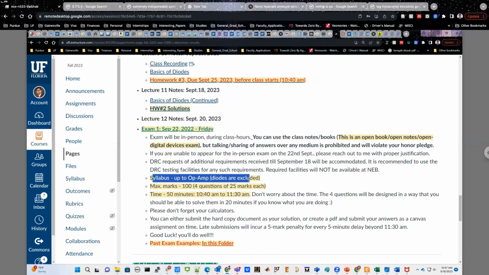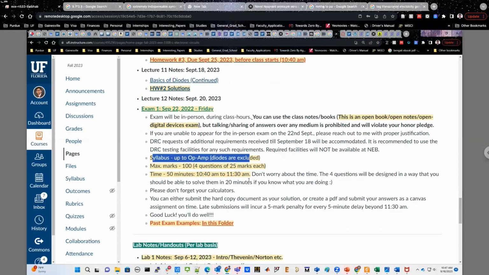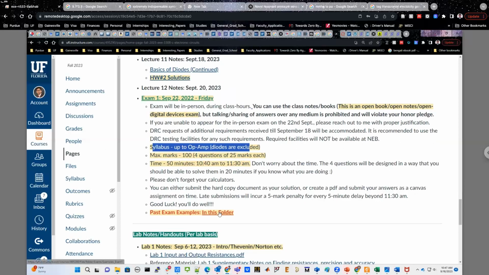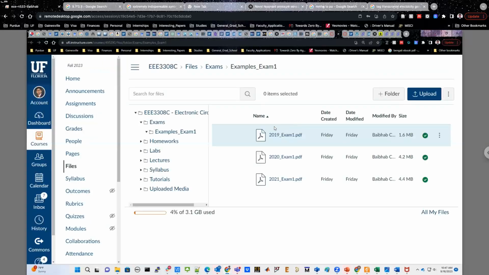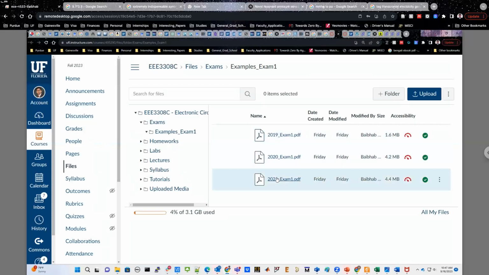But keep in mind that the best way to prepare for this exam is to look into all the examples that we have studied in class, as well as the examples provided in the handouts, which we were not able to cover in class but will be part of the exam. At the same time, I've also shared a few examples of past exams. If you look into this folder, there are a few examples from 2019, 2020, and 2021.